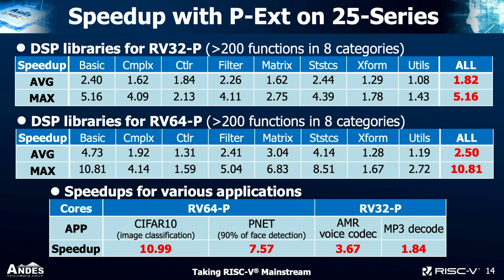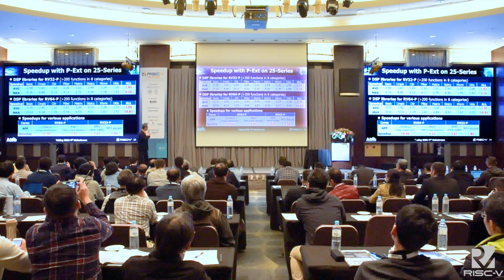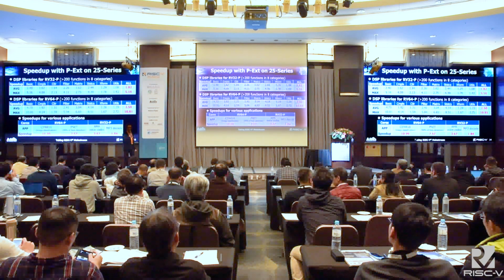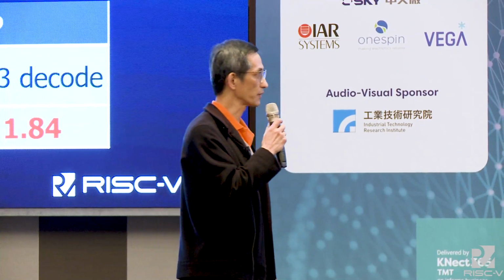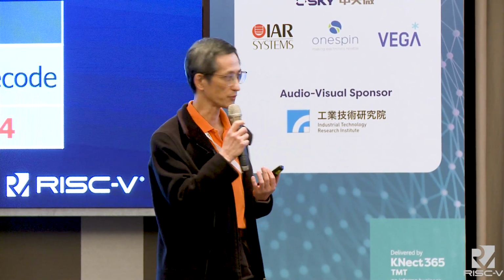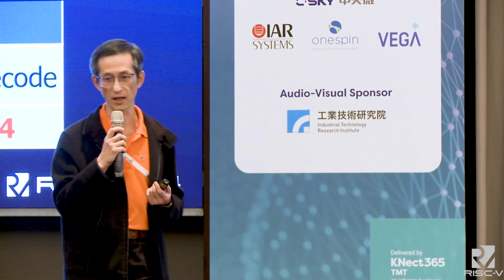So beyond the DSP library, let's look at some speedup for some applications. Here we use RV64P for CIFAR-10 image classification and also PNet face detection. They can get almost 11x speedup or over 7x speedup. And for RV32P, we position it to handle speech or voice codecs. For AMR, it can go over 3x speedup, and MP3 is a simpler computation, so close to 2x speedup.